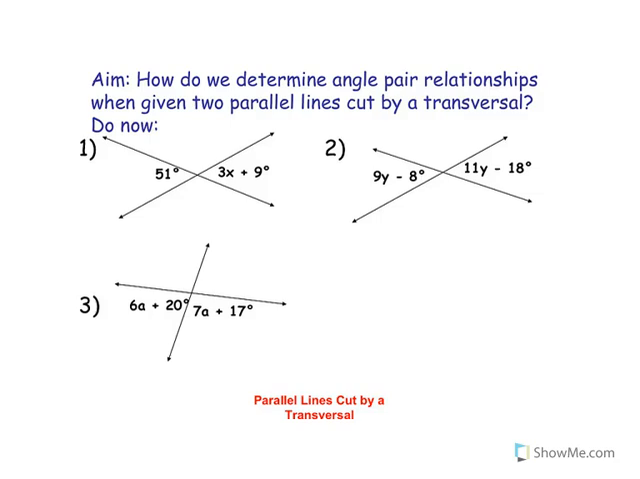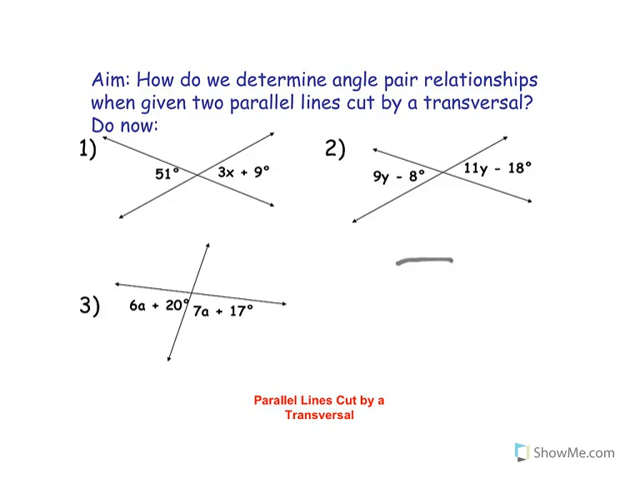So we spent a couple days now talking about angle relationships, right? We spent a day on complementary, supplementary. We spent 2 days talking about the vertical angle relationships. So now we're going to move on to what happens when two parallel lines are cut by a transversal. So let's talk about what that means.